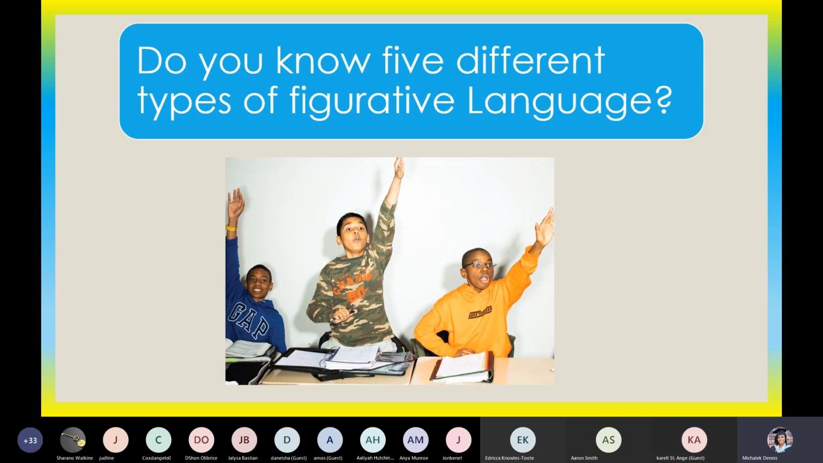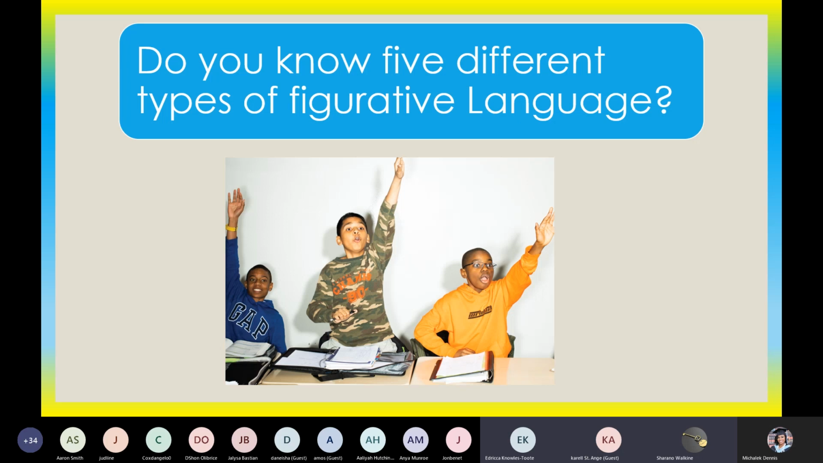Mr. Watkins, do you see any popping up yet? Paris says no, I don't see anything yet. J. Lisa, simile, oh, yes. Metaphor, hyperbole, and personification. Okay, J. Lisa, you're on point. You got 4 of them. Good job. Anyone else?